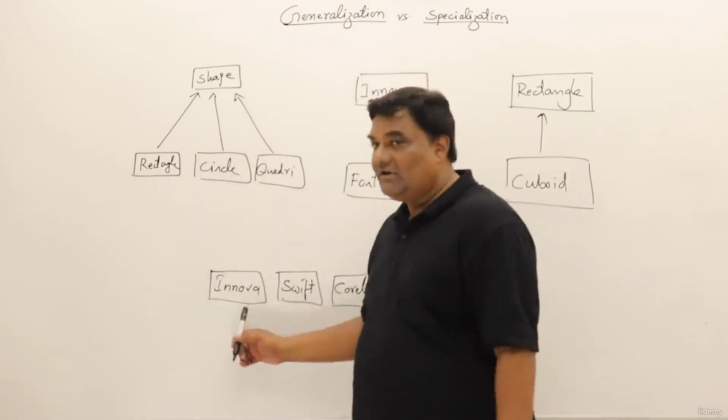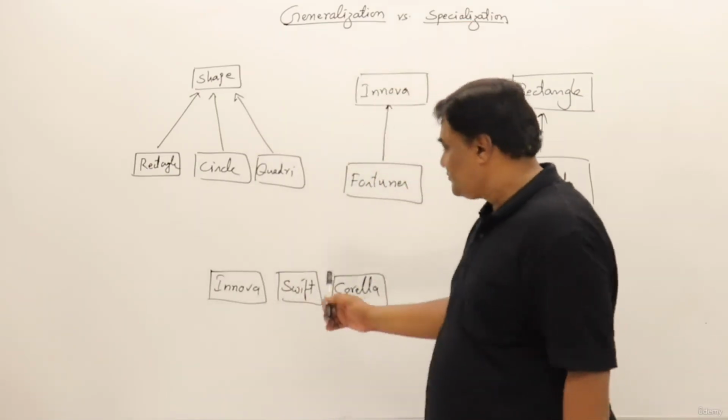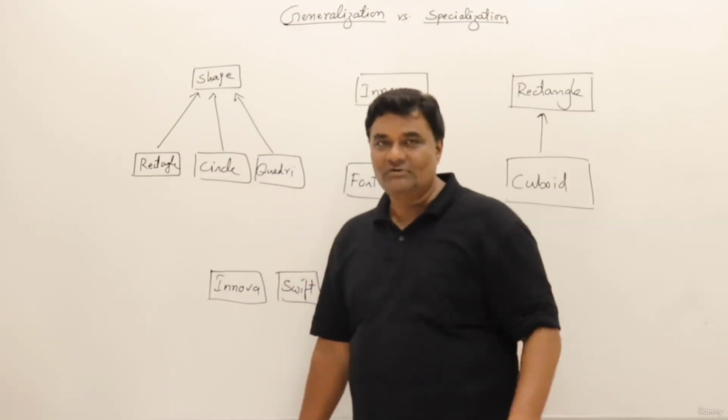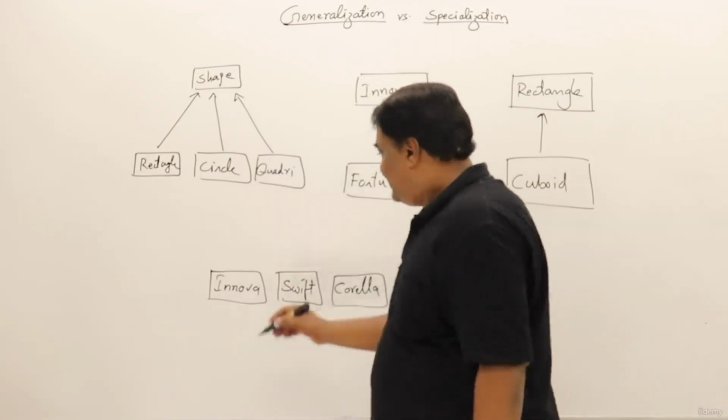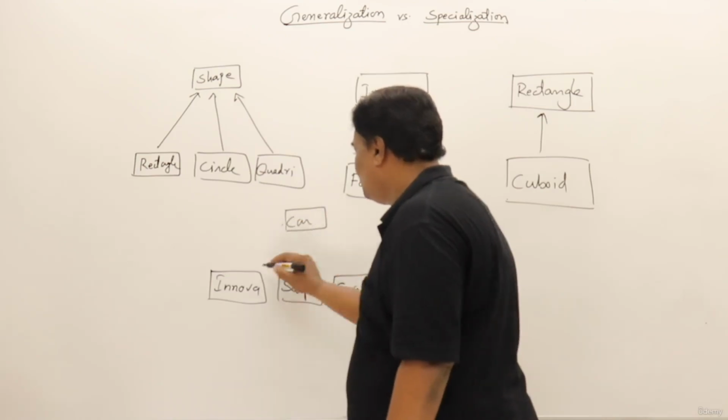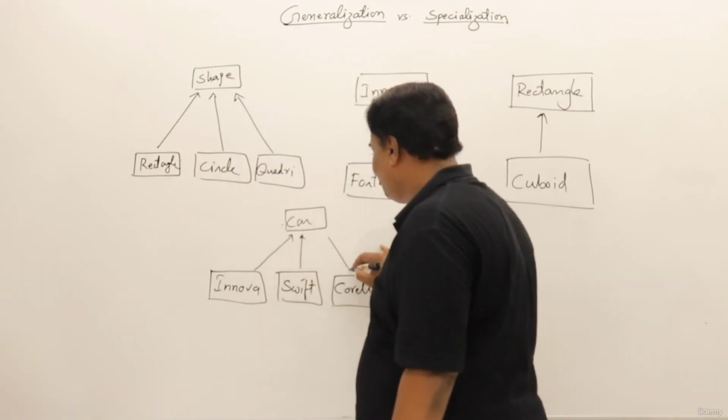Can you show me an Innova? Yes, it physically exists. Can you show me a Swift? Yes, it really exists. Corolla, that is also from Toyota, it also exists. Now, all these are nothing but cars. Yes, they all are inheriting from car.